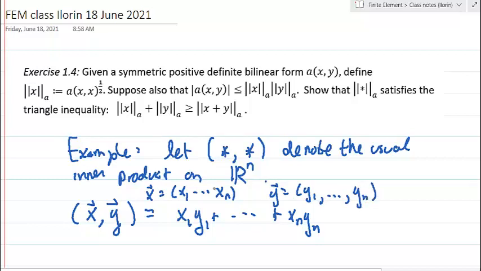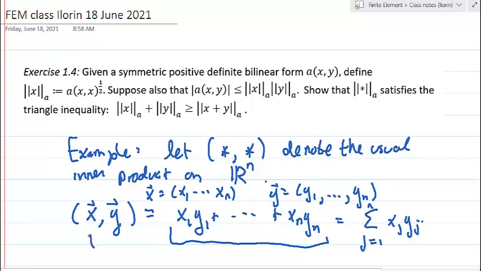All right. So in this case, the usual inner product is this sum here, which we can write this way: summation j equals 1 to n of xj yj. Now I emphasize that this is only one special case. This is not general. I want to prove a property for the general bilinear form. So you cannot use this formula in the proof of this exercise. I only want to give an example.